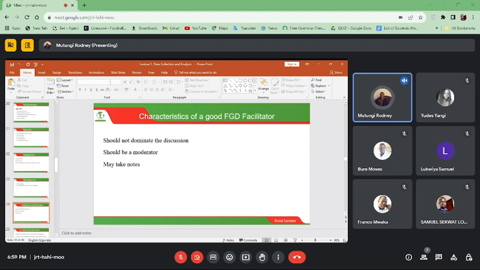So for you to be a good facilitator, you need not to dominate. Just facilitate. Do not be the one who is giving the information, okay? Do not put people's ideas down, but just do not dominate, just be a moderator. Encourage people who are speaking less to speak also, and you can also take notes as a good FGD facilitator. So we are being trained to really be good focus group discussion facilitators.